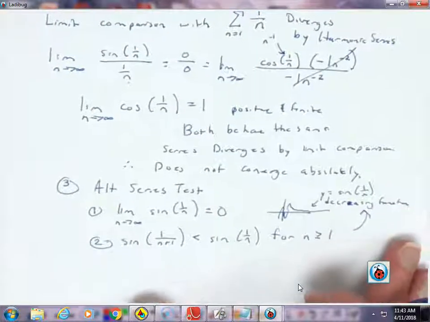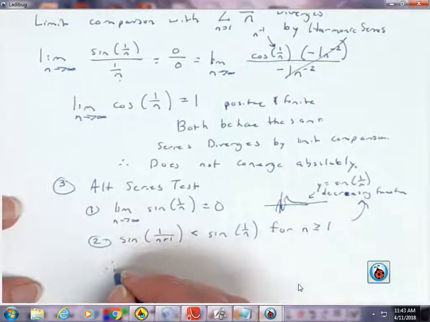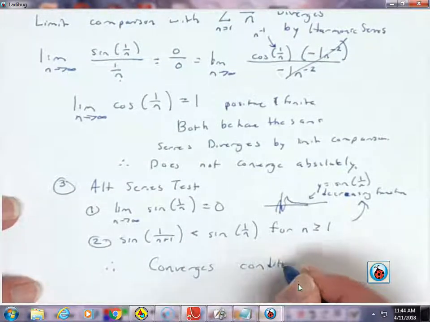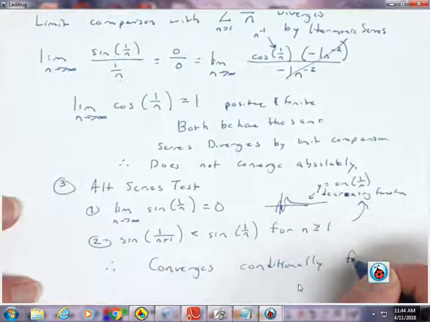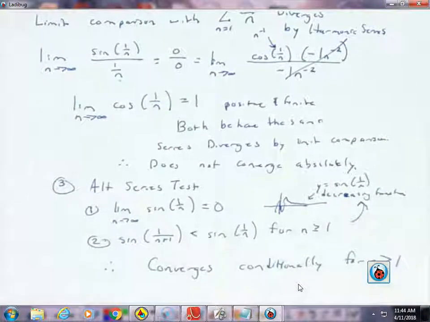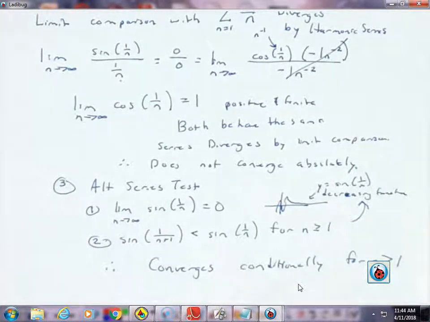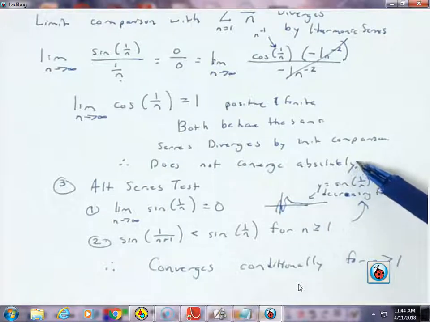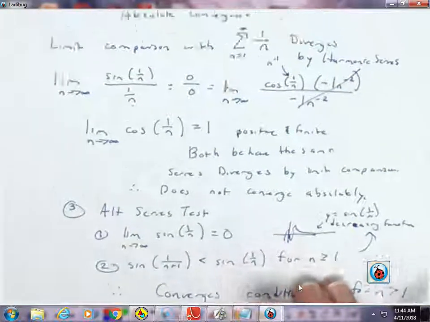Didn't really algebraically prove anything. Therefore, this converges conditionally for n greater than 1. So again, we could have just shown right from the start that it converged. We just wouldn't have been able to say that we knew for sure it wasn't absolute convergence without having checked that. So those are your basic series tests.